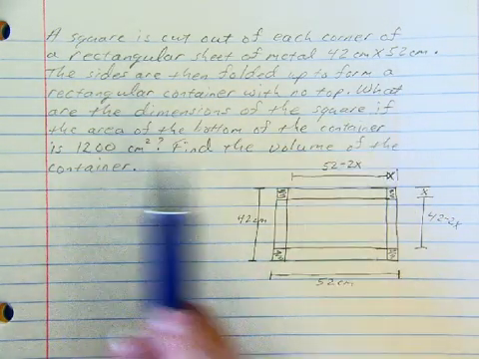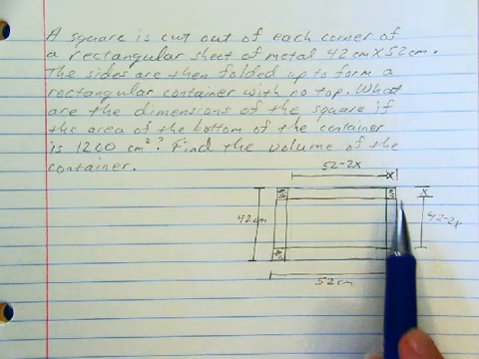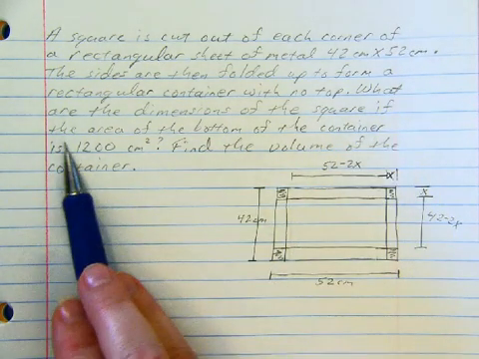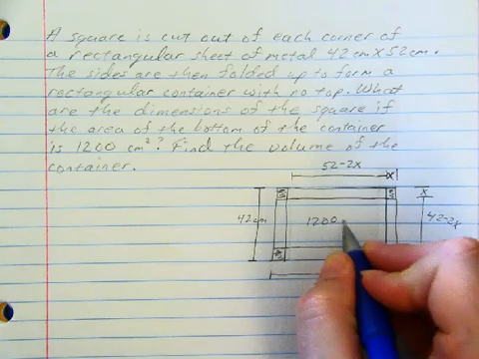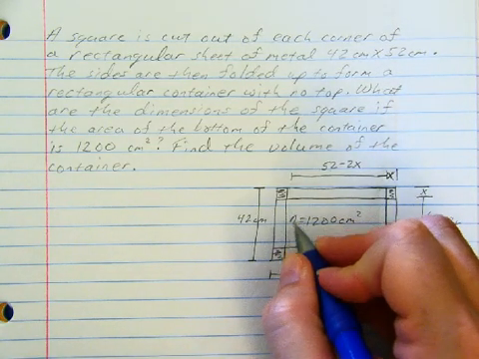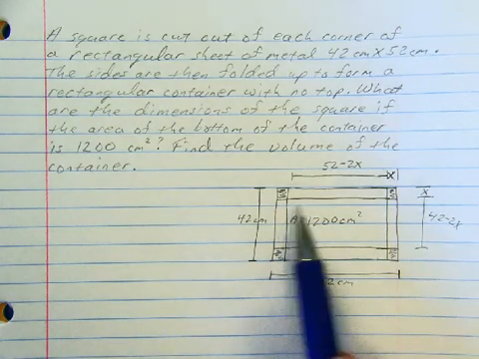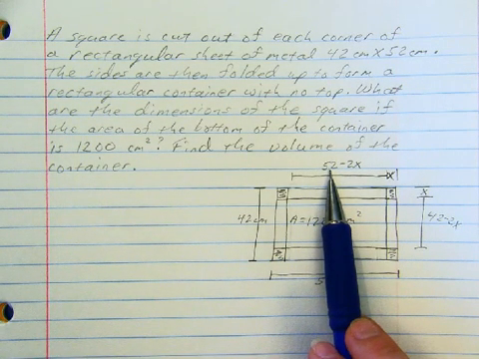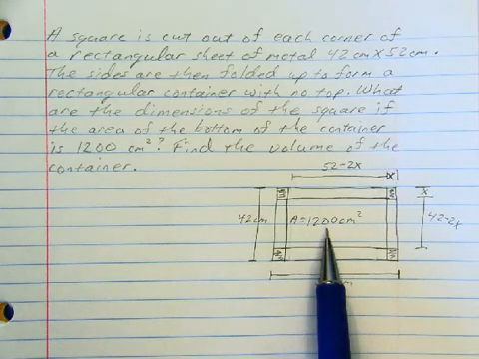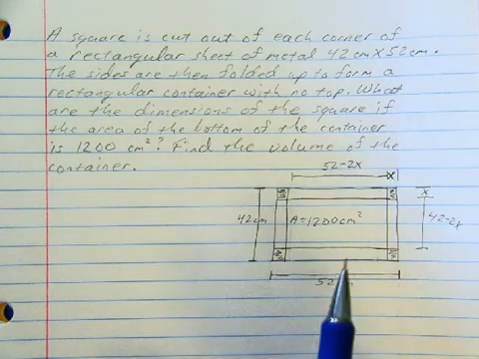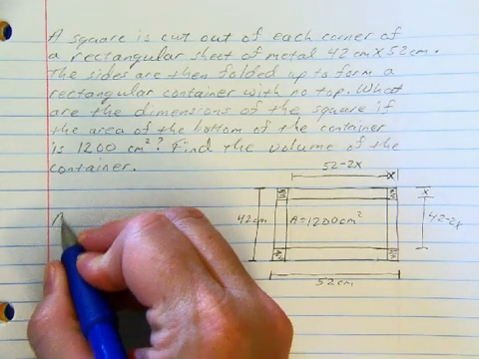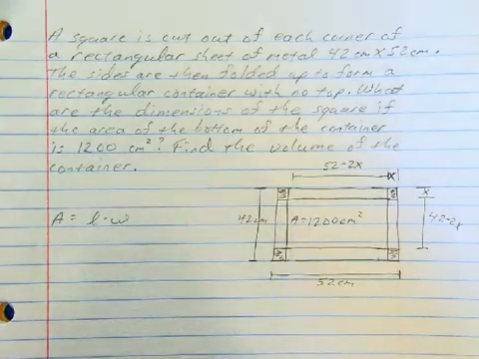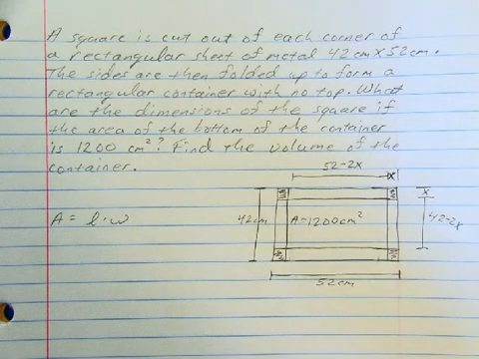Okay? It says, what are the dimensions of the square, the shaded part that we're cutting out, if the area of the bottom of the container is 1,200 centimeters squared? Okay, so just this bottom piece is the 1,200. So this length times this width gives us this area. Okay, so we are going to find the volume of the container as well. So first thing we're going to do is figure out what x is. So we're going to take area equals length times width again. So just like we did in the last one, but this one goes a little bit farther.